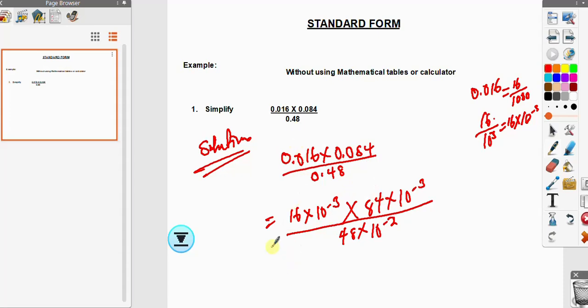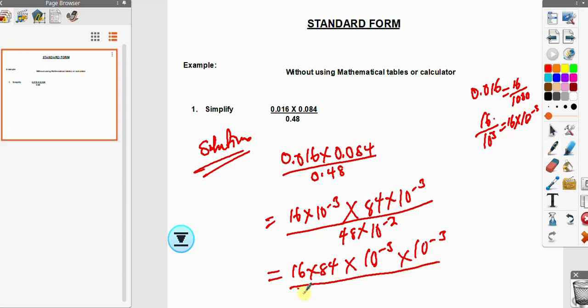Now, what can we do again? We have 16 times 84 times 10 raised to the power minus 3 times 10 raised to the power minus 3, divided by 48 times 10 raised to the power minus 2. Now we have this value here.